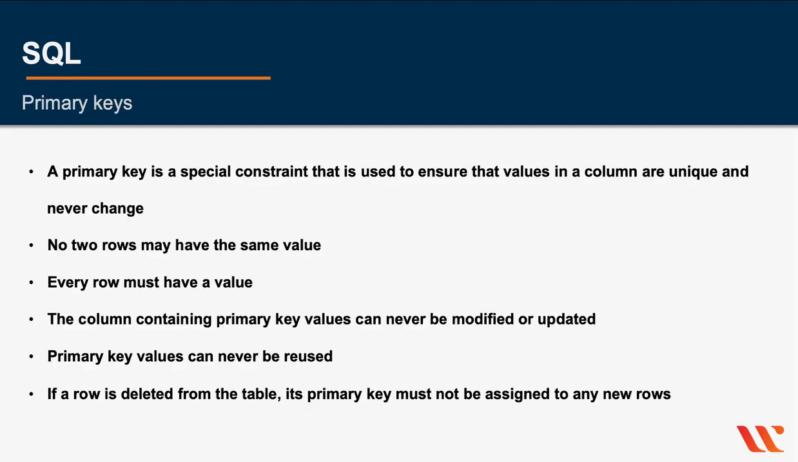Now, a primary key is a special type of constraint, and it's a column in the database that's unique, and it helps provide the identity for a table. No two rows can have the same value, and each row must have a value, so you can't have any empty cells in the primary key column. The primary key values can never be reused, and if a row is deleted from the table, then you can't reuse that same primary key value either.